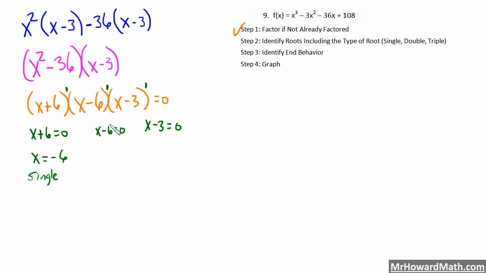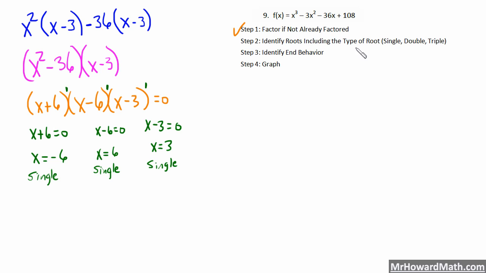We solve for x here and we get x equals positive 6. So we have a single root at x equals positive 6. Solve for x here and we get x equals 3. So we add 3 to both sides to get this, of course. X equals 3 is another single root. So we have 3 single roots. All right.